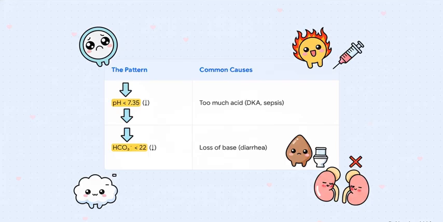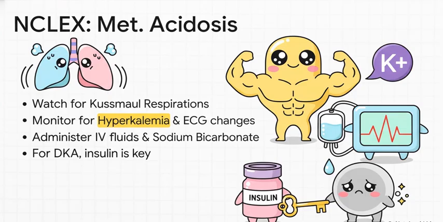So what's going on? Well, it's one of two things, really. Either the body is making way too much acid, think DKA or sepsis, or it's losing too much of its base. The classic example of losing base? Diarrhea. And of course, if the kidneys are failing, they can't get rid of acid like they're supposed to, leading to the same problem. Now, a huge clinical sign you need to know for this is Kussmaul respirations. You'll see the patient breathing really deep and fast. What are they doing? Their lungs are trying to save the day. They're trying to blow off as much acidic CO2 as they can to compensate.